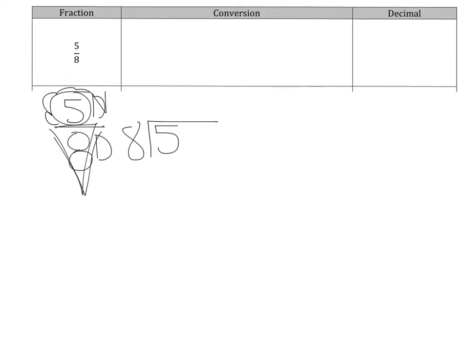Well, 8 cannot go into 5, so I'm going to put a 0, add a decimal, bring my decimal up and add a 0. 8 goes into 50 6 times. 6 times 8 is 48. We subtract and get 2.